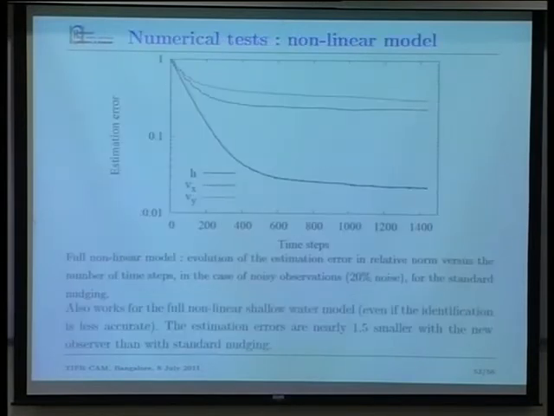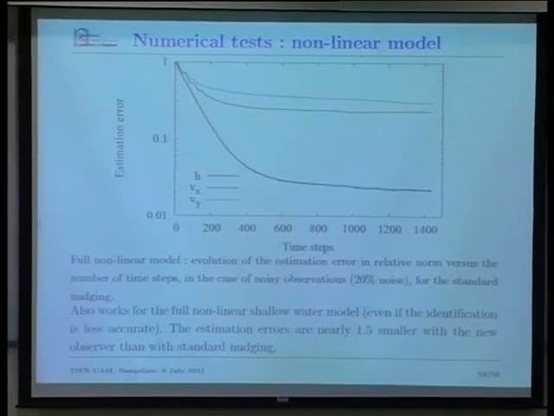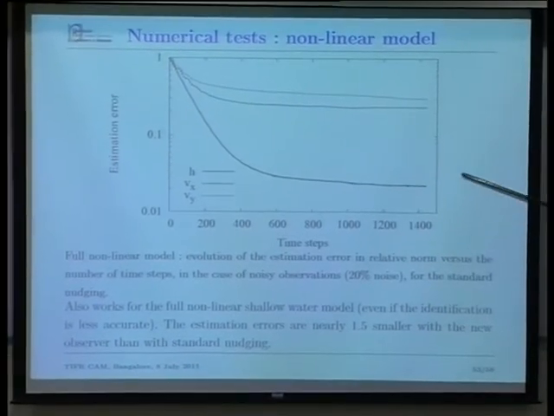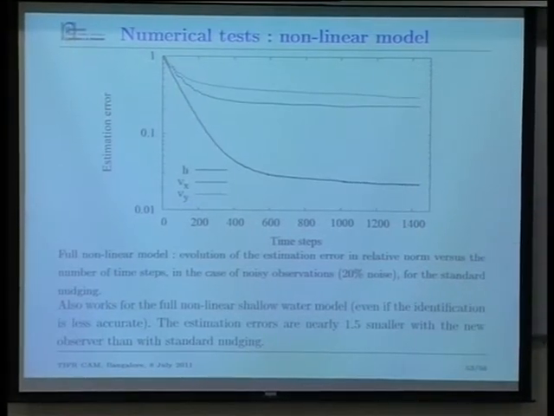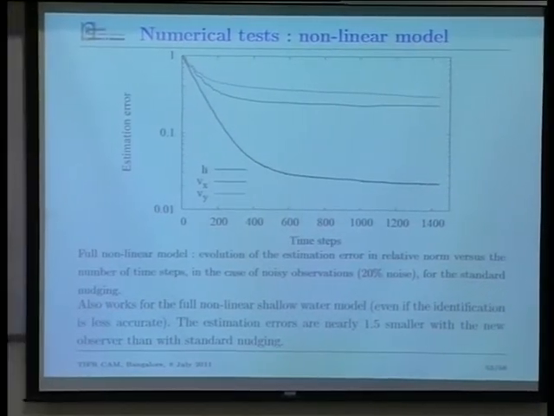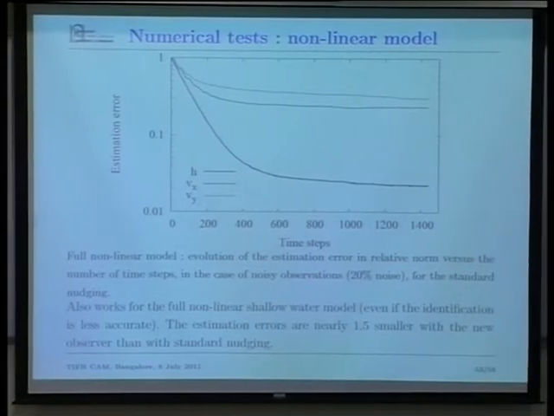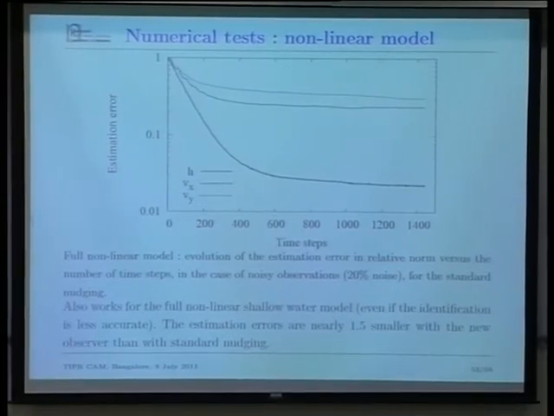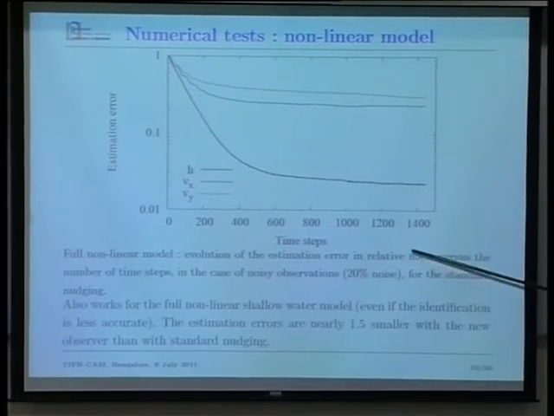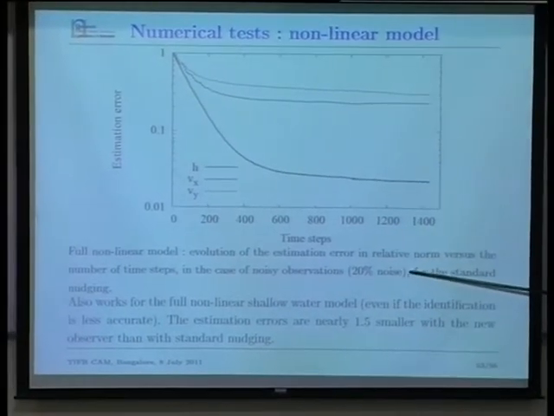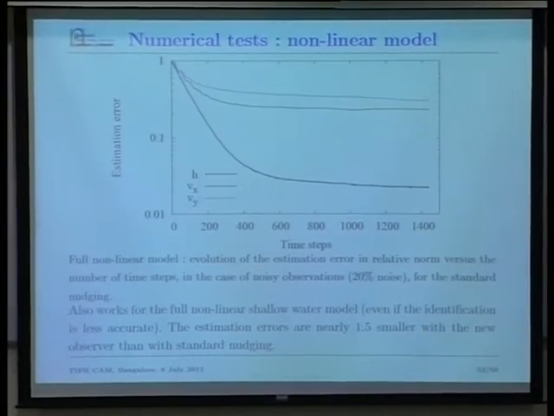Sorry, here. So let's try it with the nonlinear model. Now it's a nonlinear shallow water model, and it's even worse than the model I presented at the beginning, because here it's a geophysical model with Coriolis force, with wind stress, with many things. And I use the same nudging term, observer term, with the same convolution kernel. Still 20% noise on the observations.